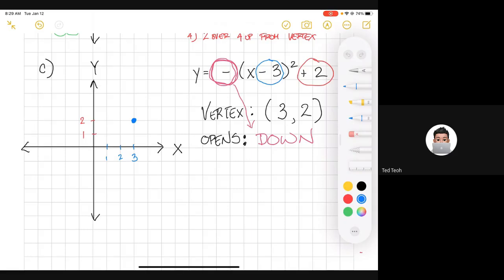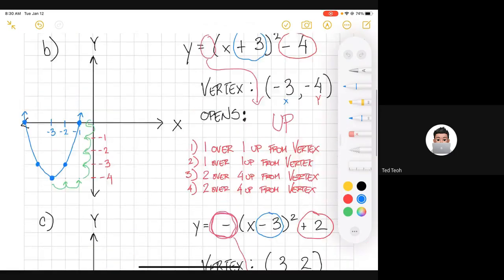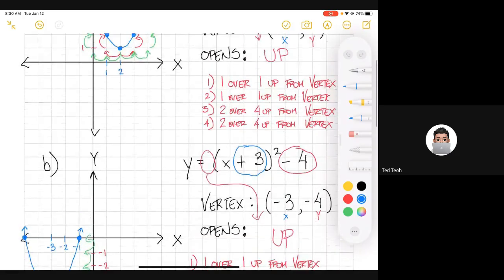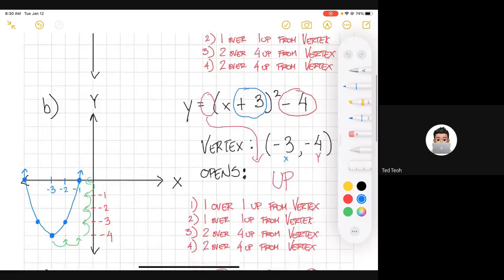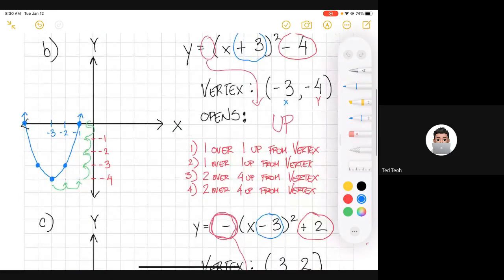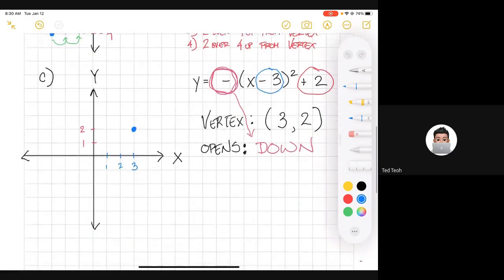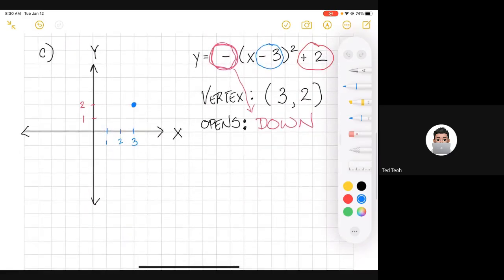All right, now the previous two questions, we went 1 over 1 up, 1 over 1 up. Then we went 2 over 4 up and 2 over 4 up. Okay, and that's because those two opened up. So if you look at which way it opens for question 1A, it opens up. For 1B, it opens up. But in this question, the graph opens down. All right, so we almost do the same thing.